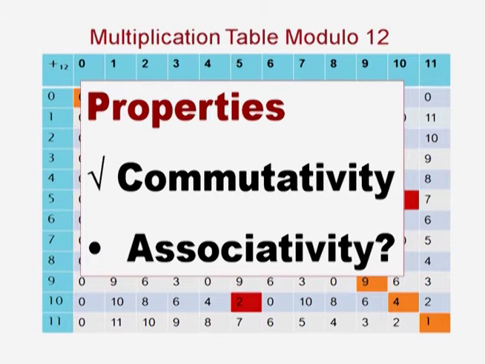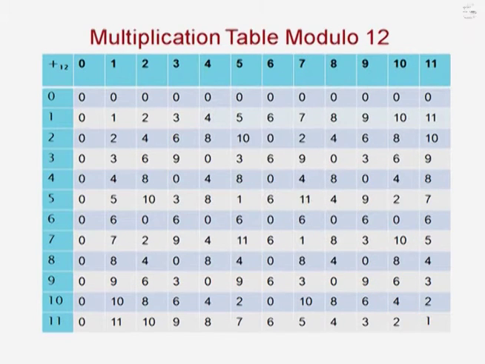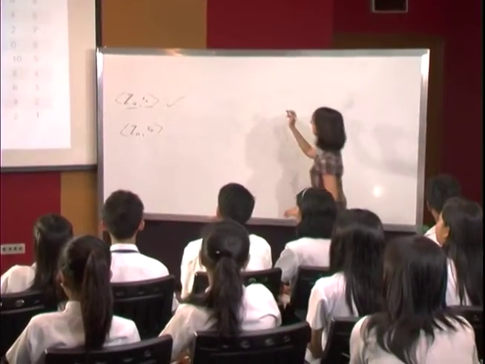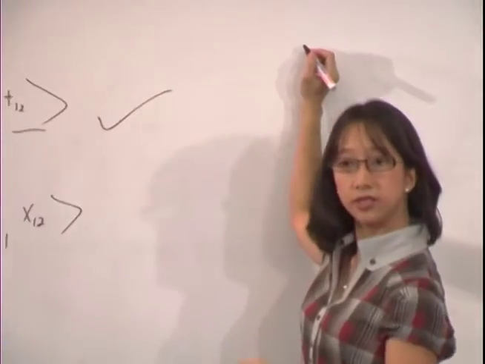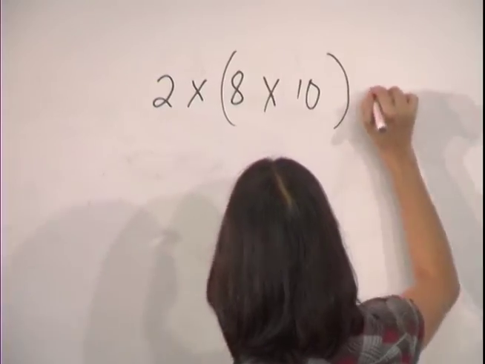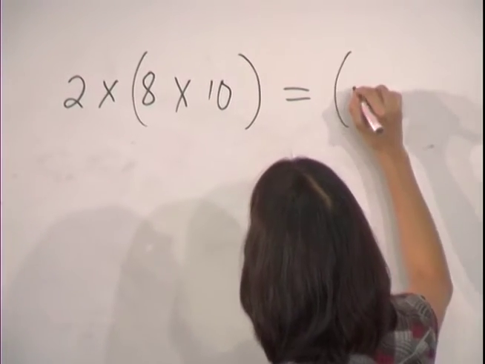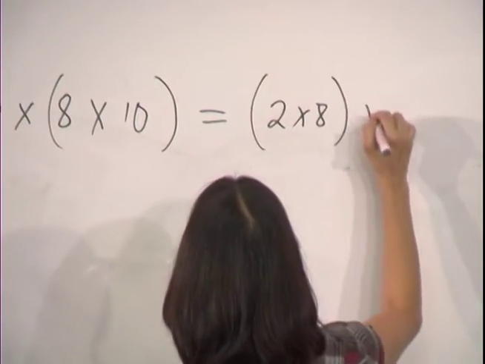How about associativity? Is this table associative? Can you give me 3 values from the table? 3 elements. Give me 3 elements. Anyone? Yes, Kimberly? 2, 8, and 10. Okay, let's see. Is 2 times the quantity 8 times 10 equal to the quantity 2 times 8, times 10?